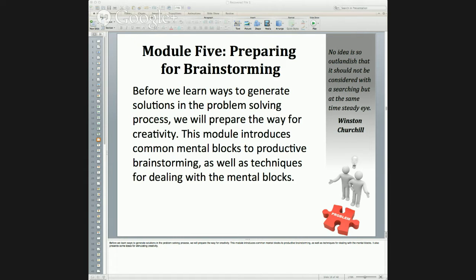Module number 5, preparing for brainstorming. Before we learn ways to generate solutions in the problem-solving process, we will prepare the way for creativity. This module introduces common mental blocks to productive brainstorming, as well as techniques for dealing with the mental blocks. It also presents some ideas for stimulating creativity.